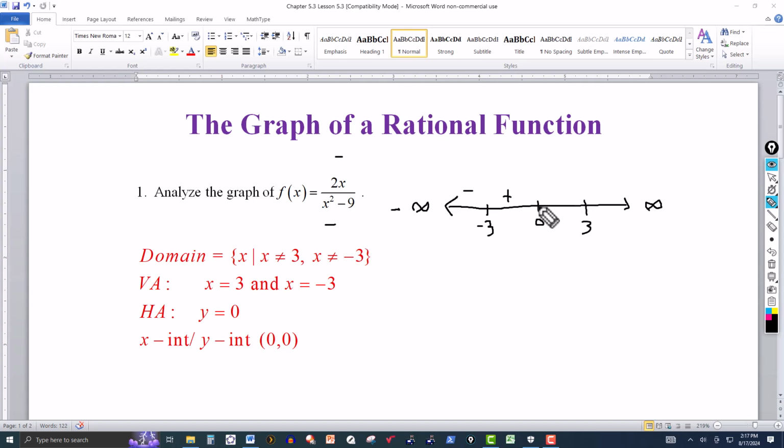Let's pick a number between 0 and 3, say 2. 2 times 2 is positive. 2 squared is 4, minus 9, that's negative. So I get a positive over negative. In here, it's going to be negative.